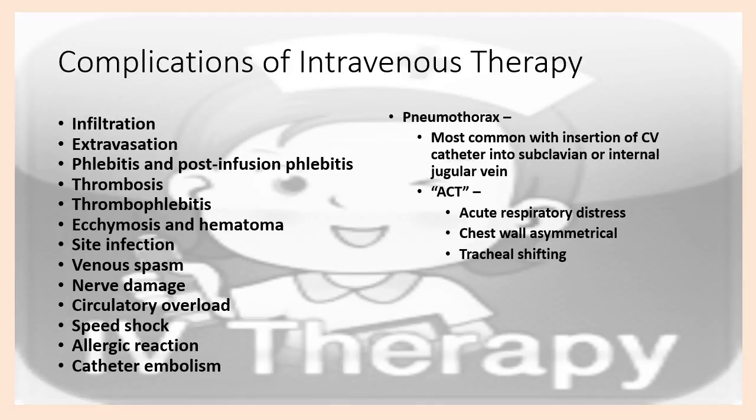One serious complication is pneumothorax. It's most common with insertion of a central venous catheter into the subclavian or the internal jugular vein. Use the acronym ACT: acute respiratory distress, chest wall asymmetrical, and tracheal shifting.